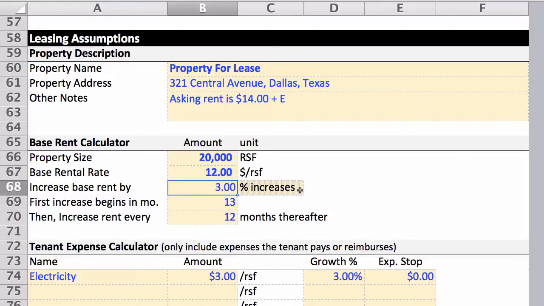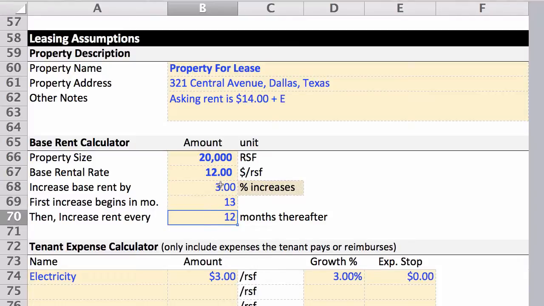3% annual increases. You'll note here with the percentage increases, you can select increases in rentable dollars per rentable square foot if you wish. In this instance, it's going to be percentage increases, and we're going to increase base rent every year beginning in month 13, which is the first month of the second year, and then every 12 months thereafter.